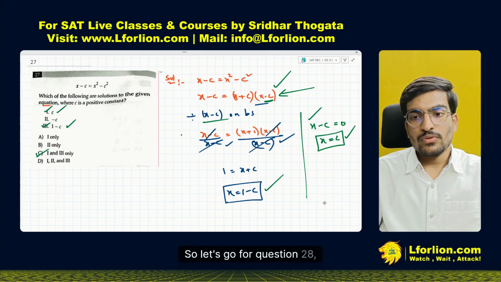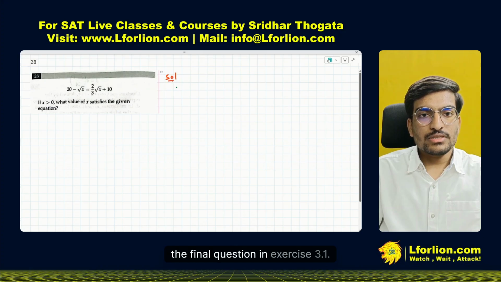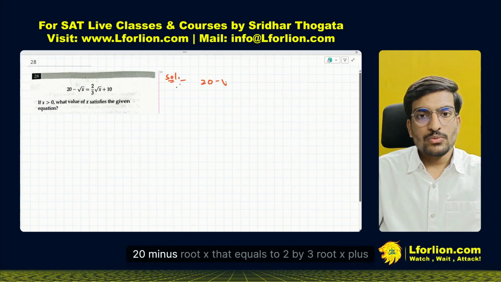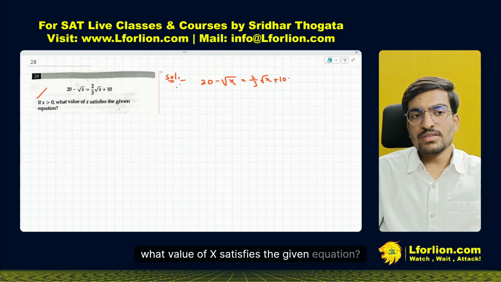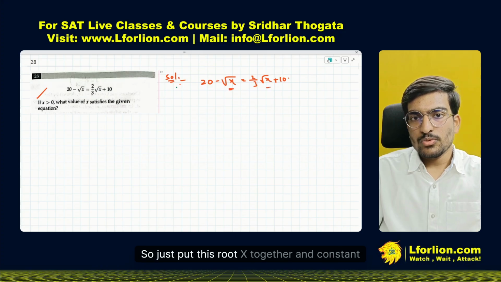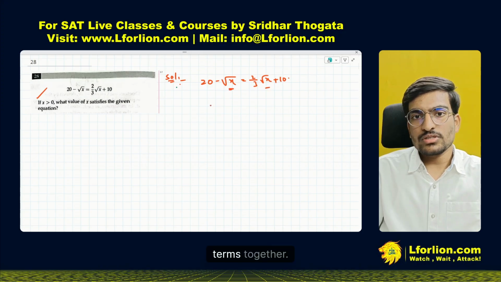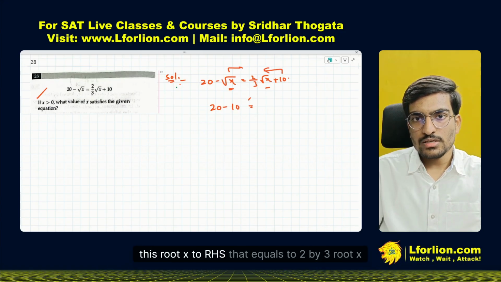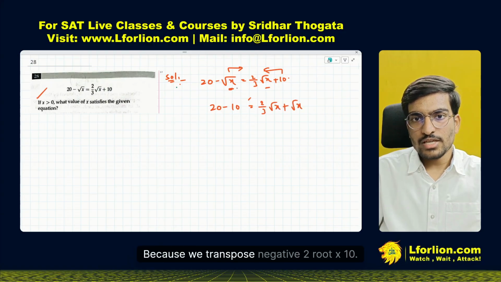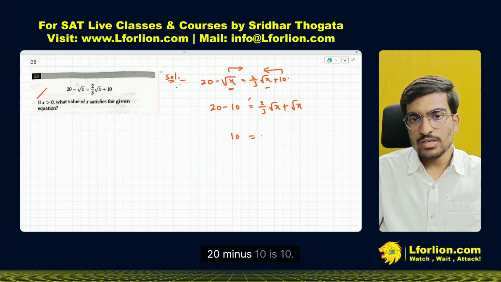So let's go for question 28, the final question in exercise 3.1. 20 minus root x equals 2 by 3 root x plus 10. If x is greater than 0, what value of x satisfies the given equation? Put the root x terms together and the constant terms together. Transpose the positive 10 to the LHS and the root x to the RHS, so it becomes positive root x. 20 minus 10 is 10.